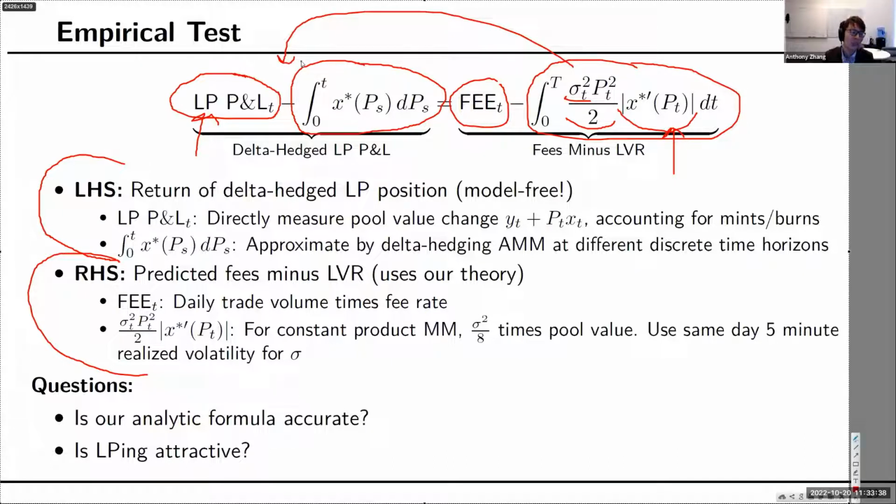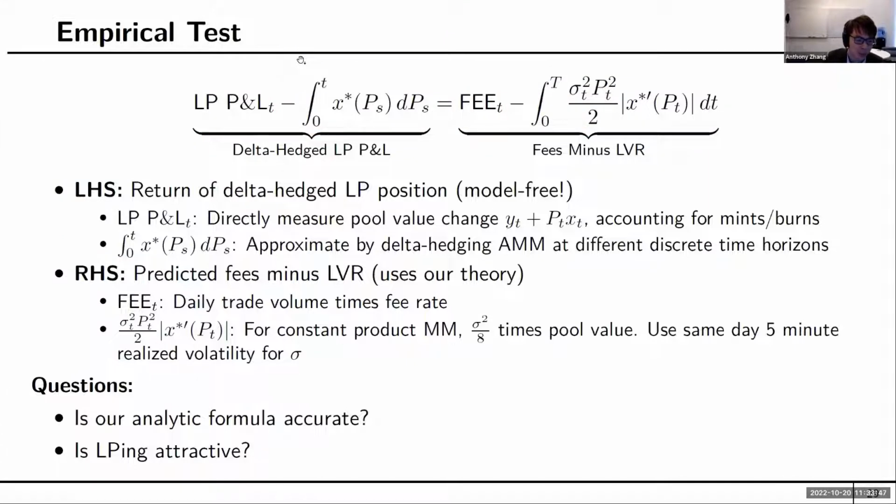So on the one hand, this empirical formula is a theory test. On the other hand, I can use this to measure, is it actually a good deal to provide liquidity in these automated market maker pools?